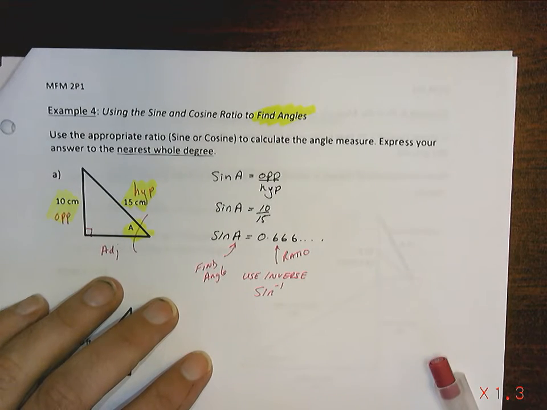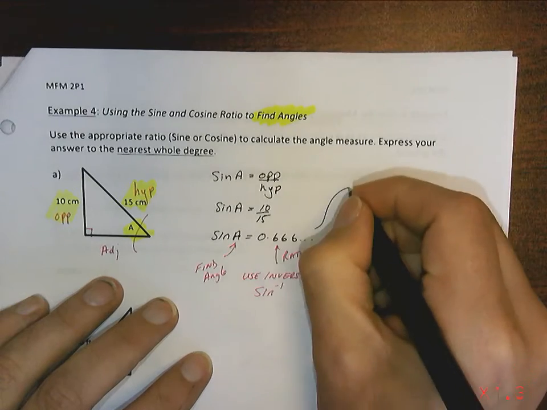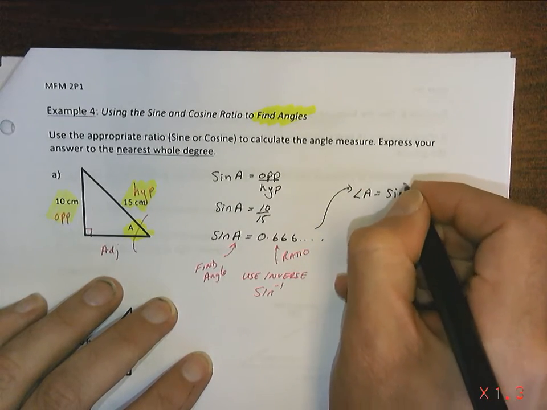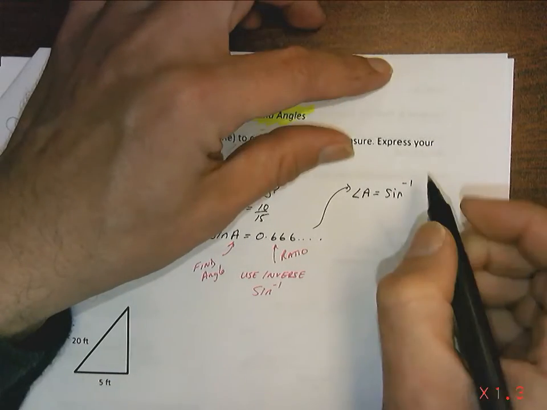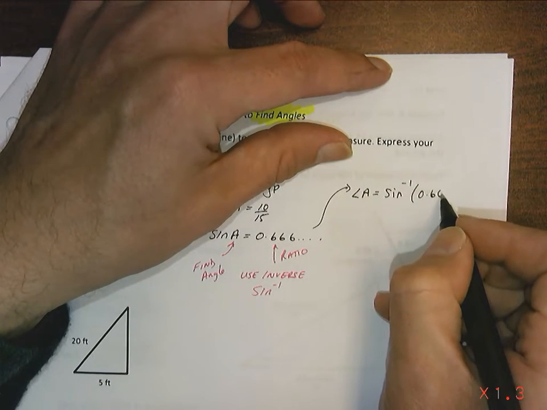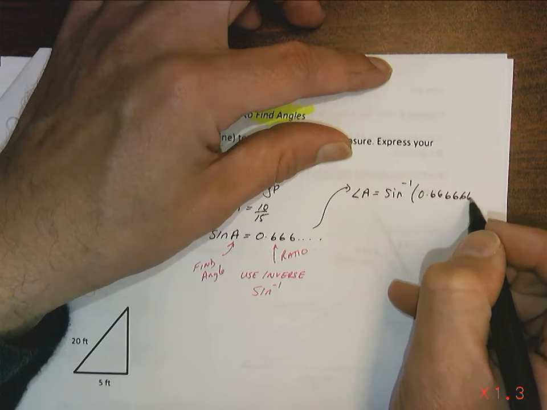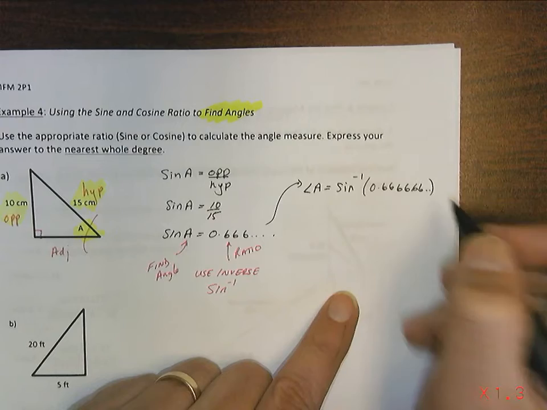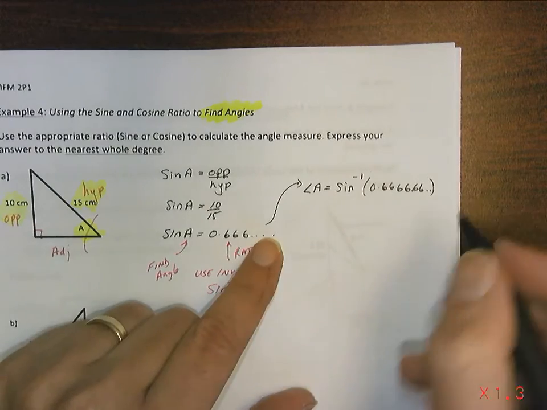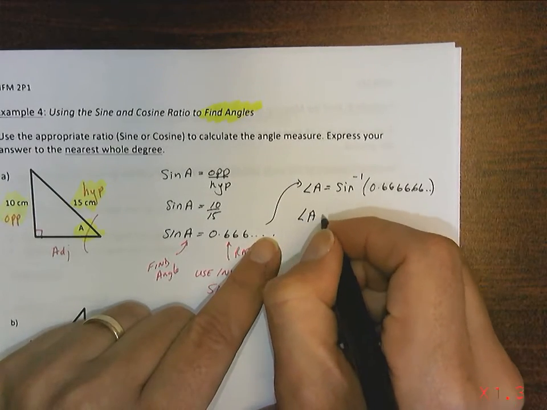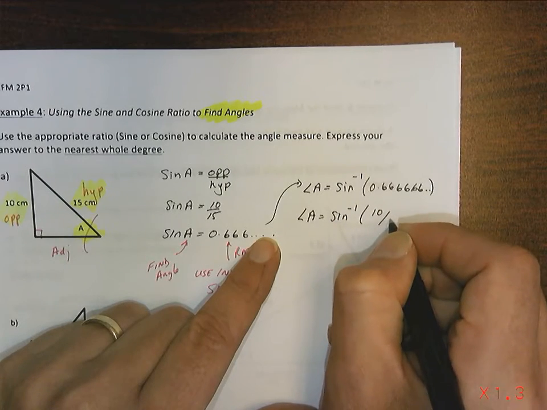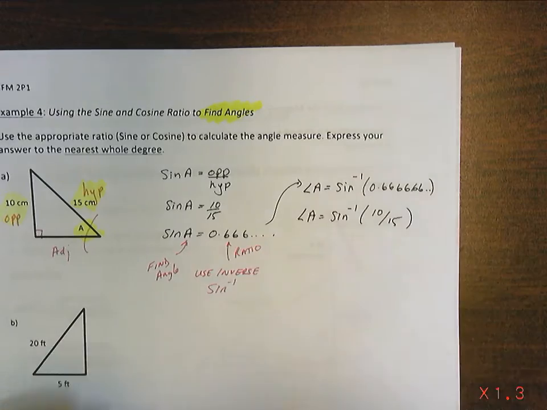So what I suggest that we do is we go and we write angle A equals sine inverse. Now we have a choice. I can write out that entire decimal. And you better put in as many sixes as your calculator will hold. Because if you don't, then it's going to round it, and our answer is going to be a little bit off. Or we can say the inverse and put in the fraction and let the calculator do the work.